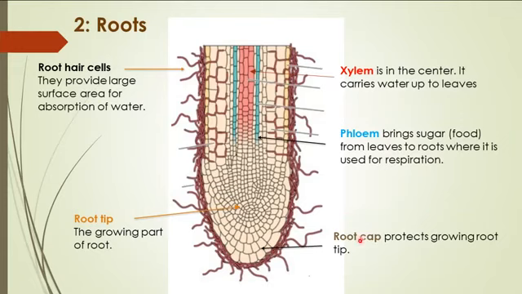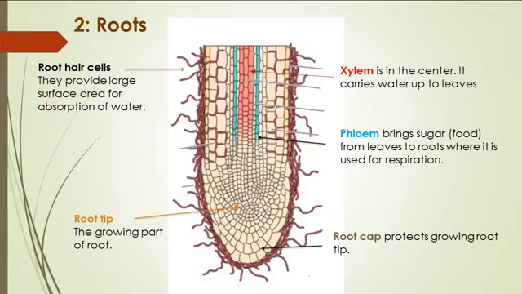Roots also have a root cap, which protects the growing tip of the root. It also has a root tip, from where the root grows. Roots also have root hair cells. They provide a large surface area for absorption.